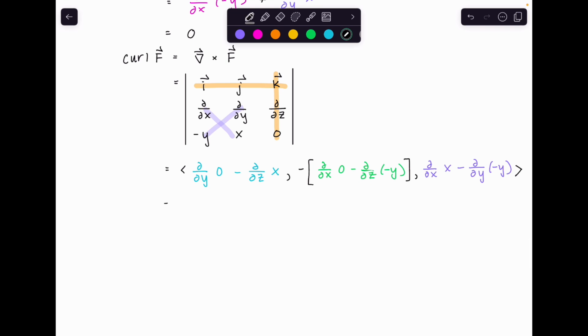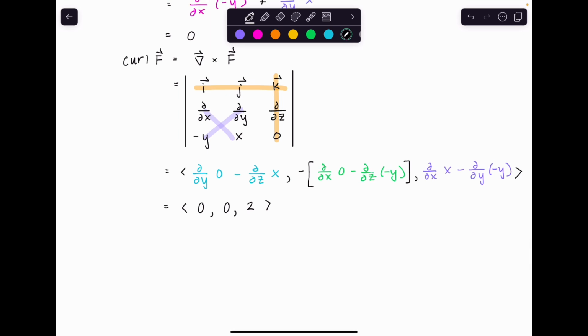So I have everything I need. This first one, that's 0. That has nothing to do with z, so the first component is 0. That's 0, nothing to do with z, so the second component is 0. And here that's 1. This is negative 1, so you get 1 minus negative 1, which gives me 2. Okay. So my curl is not the 0 vector.